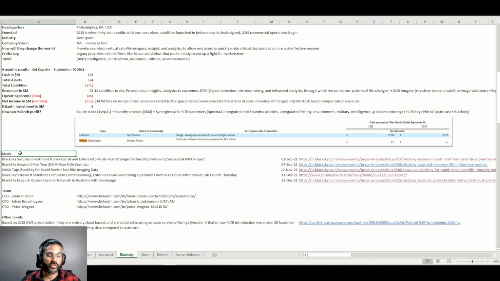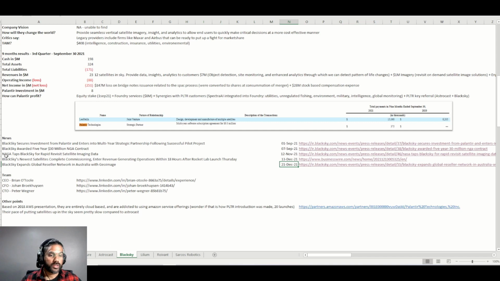So what else do we have in terms of news? We do have Blacksky secures investment from Palantir, announced on the 1st of September. Then we see that Blacksky was awarded a five-year, $30 million deal. We have NASA taps Blacksky for rapid revisit satellite image data. So they have a lot of credibility with government organizations. They are using them. Blacksky's newest satellite completes commissioning, enters revenue generating operation within 18 hours. That was on the 13th of December. So it's really plug and play. Once the satellites are in the sky, they can start generating revenues within 24 hours. That's great news. Blacksky expands global reseller network in Australia with GeoImage on the 21st of December.